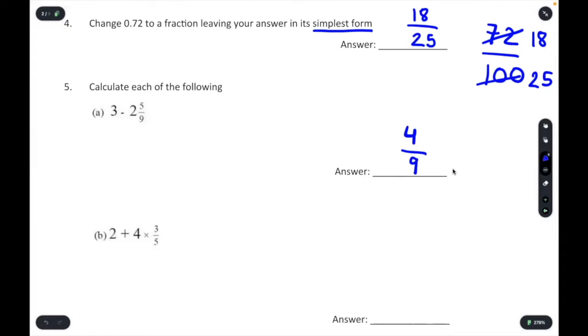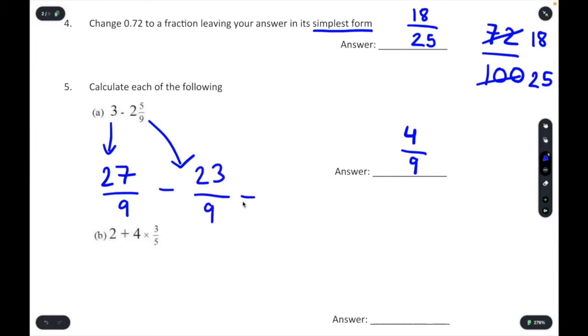If we want to prove this, then we could say that 3 in terms of ninths, since 9 ninths make up 1, this would be 27 ninths. That's an improper fraction. And meanwhile, this would be 2 wholes, which are 18 ninths. Add those 5 ninths, 23 ninths.